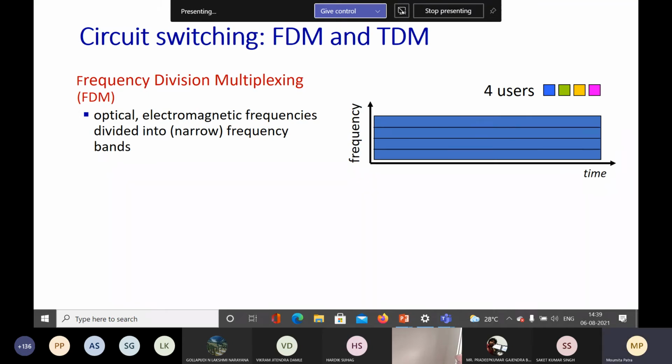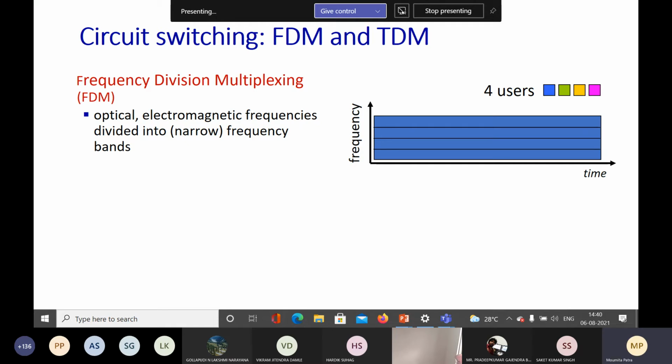So it was also thought, how do we try to share something in circuit switching also? As you know, you have some idea about what is frequency division multiplexing and what is time division multiplexing. So in circuit switching, these two concepts were proposed: the use of frequency division multiplexing and the use of time division multiplexing.